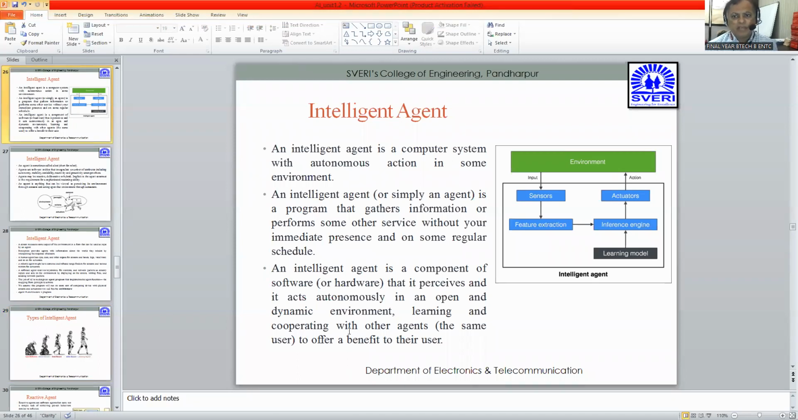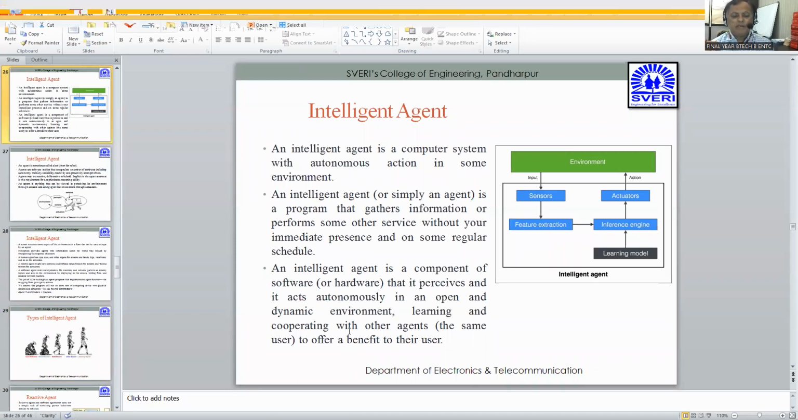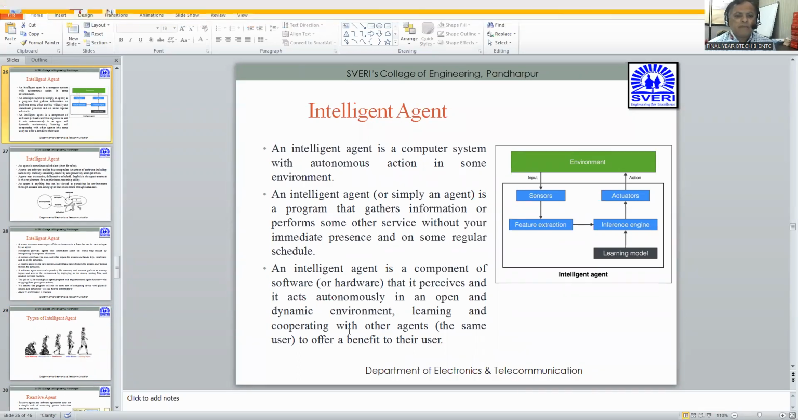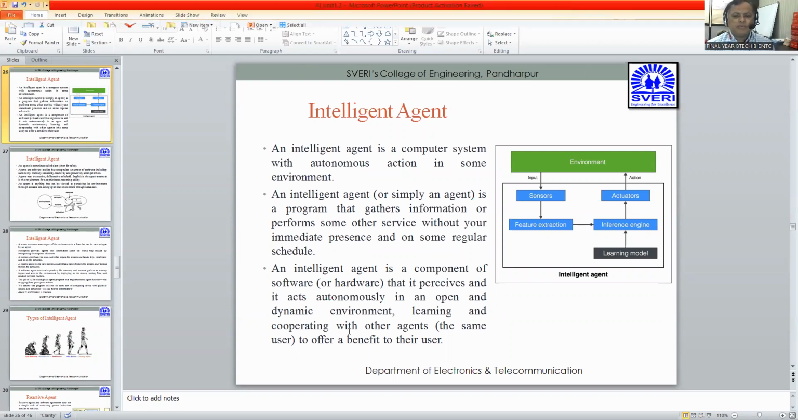That means it will gather the information from the environment, then it will process it, and then the action will be conducted through actuators. Normally it will have components like software or hardware that it perceives, and it acts autonomously in an open and dynamic environment, learning and cooperating with other agents. That is nothing but to offer benefit to the user. So whatever we are doing is for the benefit of the user. So this is an intelligent agent.